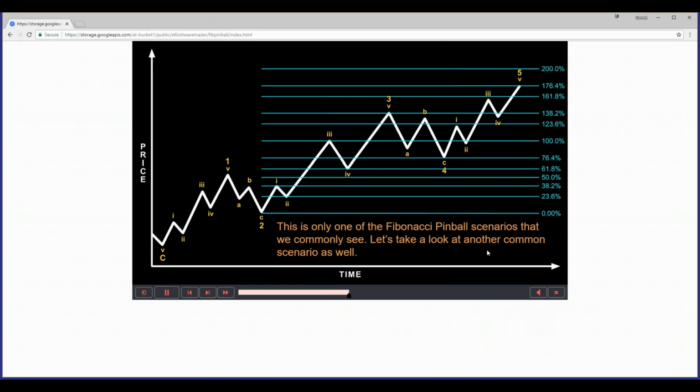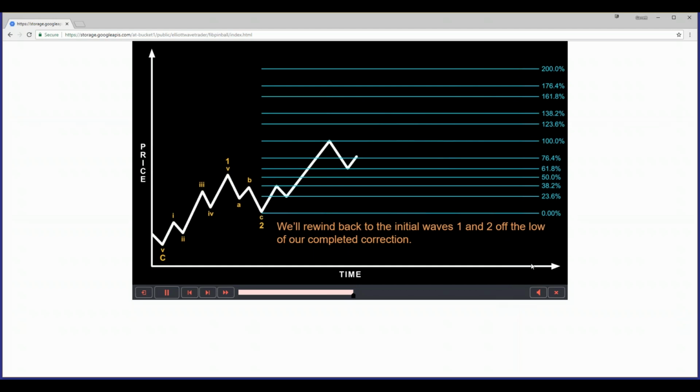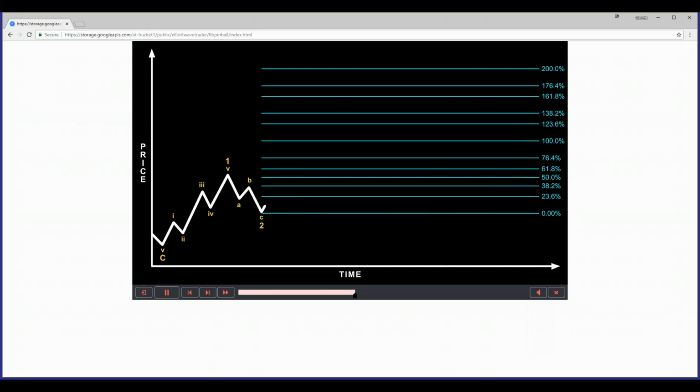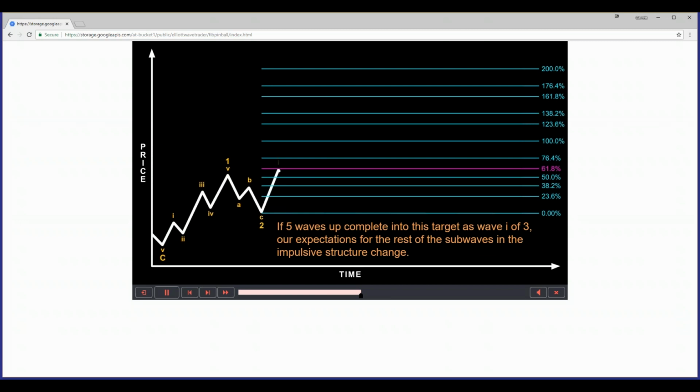So this is only one of the common scenarios. I think we can go through this next one a little bit quicker since you guys kind of got the idea there. Let's reverse back to that initial one to start off the low. And what if that initial 5 waves up as wave 1 of 3, rather than stopping at the 382 extension, moves all the way to the 618?